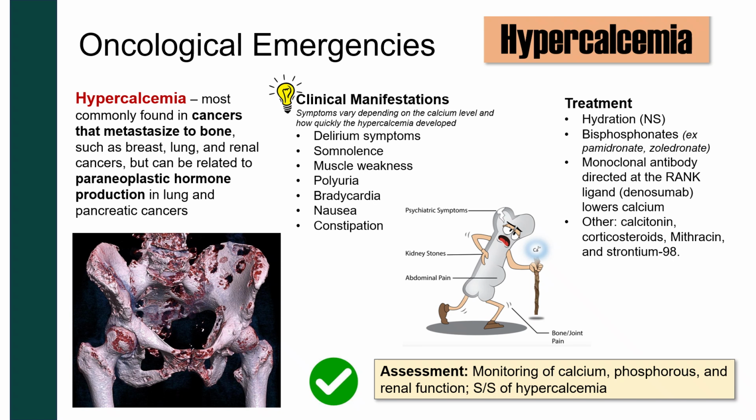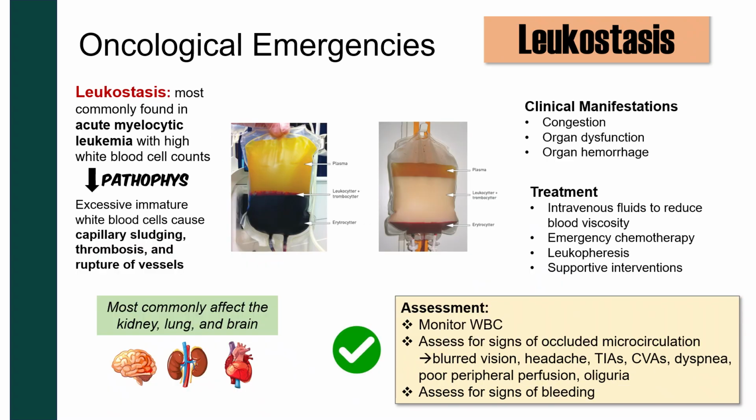The next oncological emergency is leukostasis. Leukostasis is referring to the white blood cells, and this is mostly found in patients with leukemia, which is cancer of our white blood cells, specifically acute myelocytic leukemia. These patients have really, really high white blood cell counts, like 100,000 plus. And having too much of anything in the blood is going to cause the blood to become very viscous, very thick, very slow moving. It's going to get caught in places and start obstructing vessels. It can cause complete blockages and even the rupture of vessels.